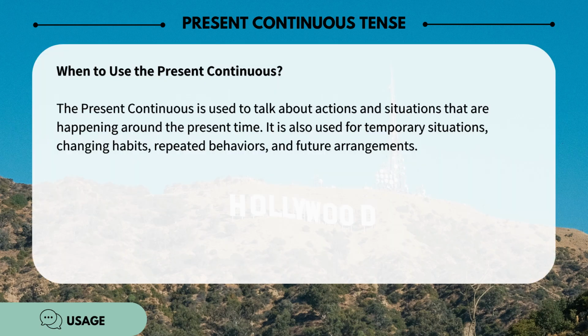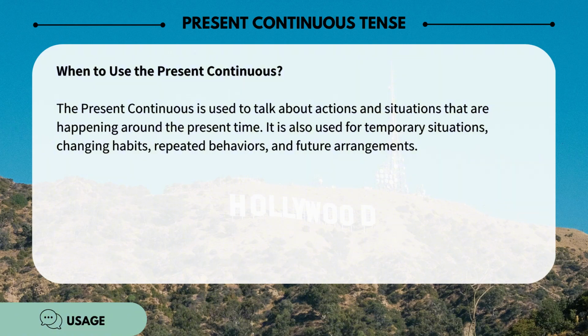In this lesson, we're going to learn one of the most useful tenses in English, the present continuous. Many English learners think this tense only means something happening now. That's true, but it's actually much more than that. We also use it to talk about temporary situations, things that are changing, new habits, repeated behaviors that we have strong feelings about, future arrangements, and even actions we see in pictures.